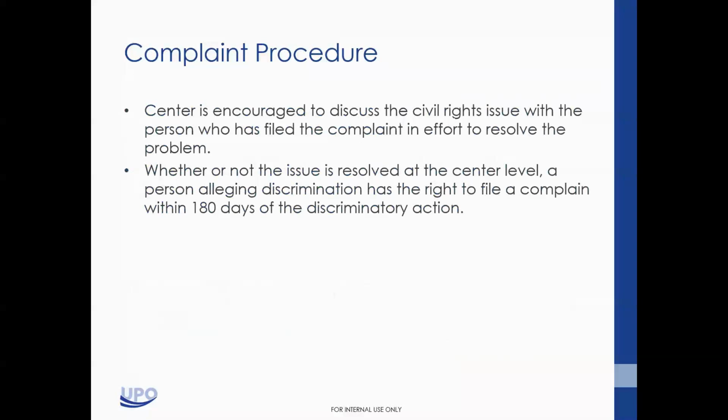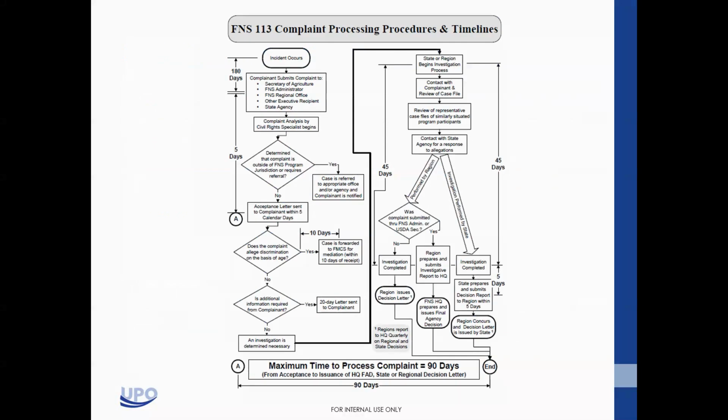For the complaint procedure, a center is encouraged to discuss the civil rights issue with the person who has filed the complaint in efforts to resolve the problem. Whether or not the issue is resolved at the center level, a person alleging discrimination has the right to file a complaint within 180 days of the discriminatory action. They have 180 days to submit a formal complaint. It's a long time. We're not going to go through this whole thing, but this here is the complaint procedure and timeline. You can clearly see it takes a really long time for a complaint to go through. So I guess that's why they give you the 180 days.